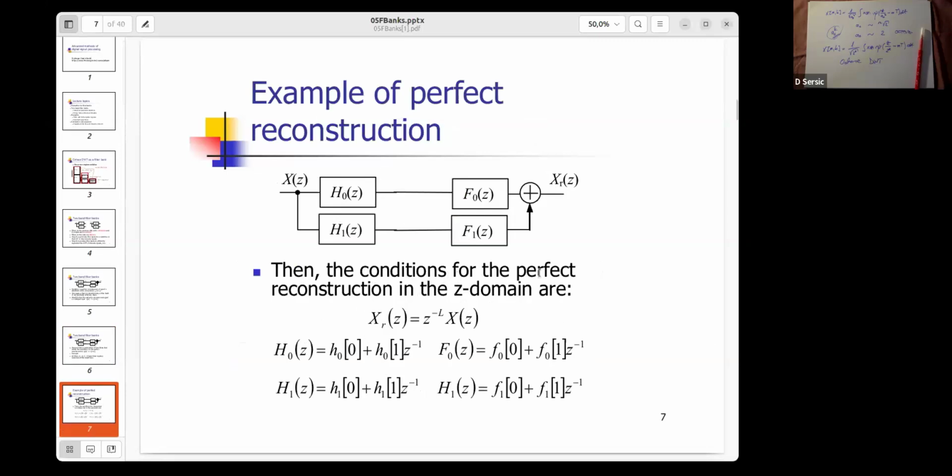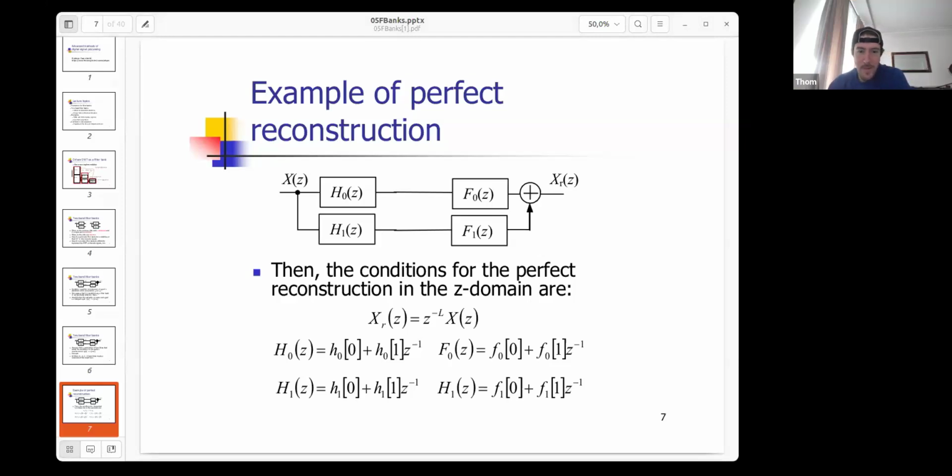To achieve the perfect reconstruction, the output must be the same as the input, eventually delayed. Delay in the z domain is multiplying by z to the power of minus l. Maybe a question: are you familiar with the z transform? Have you ever heard of it? Yes. Okay, how about the others? Yes, me too. And me too. Okay, that's fine. So I can just go on.